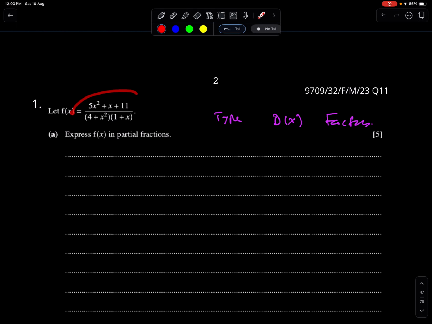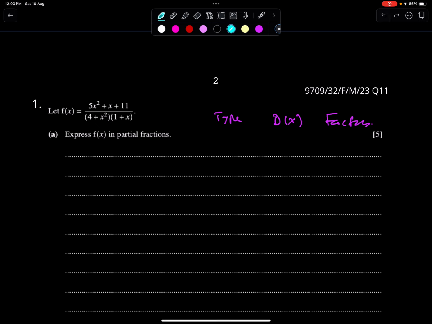Before splitting this fraction into partial fractions, we need to observe three things. Number one, type of fraction. Number two, complete factorization of denominator. And number three, types of factors. For type of fraction, we need to check the highest power of variables both in denominator and numerator.